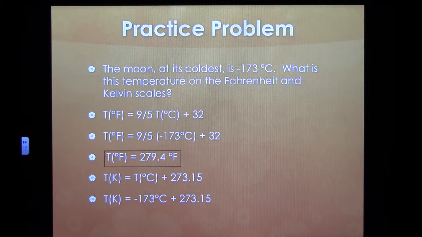So we plug in negative 173 degrees Celsius, add to it 273.15, and we find the Kelvin temperature to be 100.15 Kelvin.